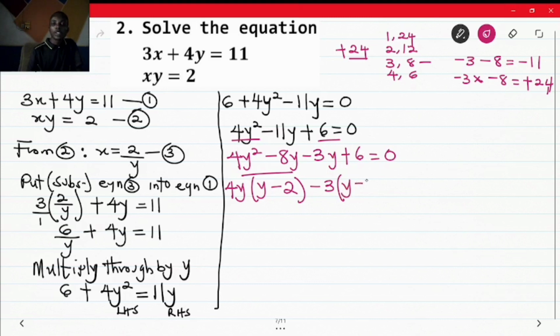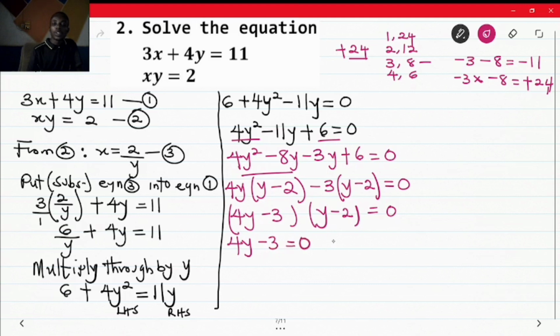y minus 2. This will give me a clue, because minus times plus here will give me minus, minus times minus here will give me plus. So I am good. Then I bring these two. I have 4y minus 3, close the bracket, and I have y minus 2. I pick one of these two, equals to 0. So I have 4y minus 3 equals to 0, or y minus 2 equals to 0.